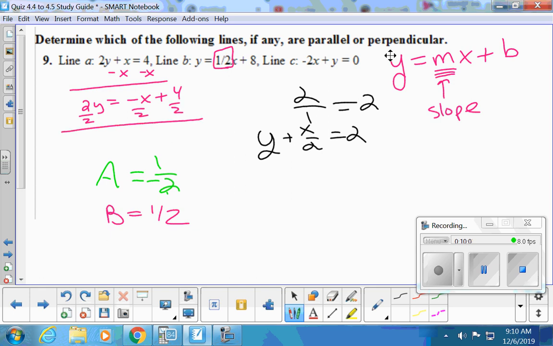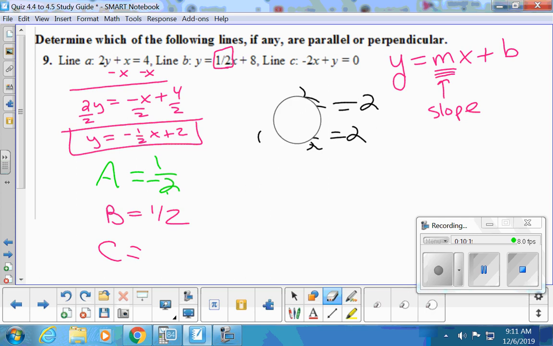So right here's my slope. It's negative 1/2. You see it? So line A has a negative 1/2 slope. And then C, same deal. You have to solve for y. Let me fix their work.